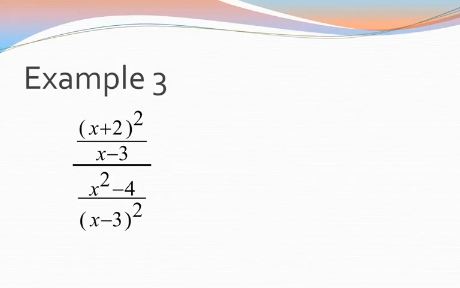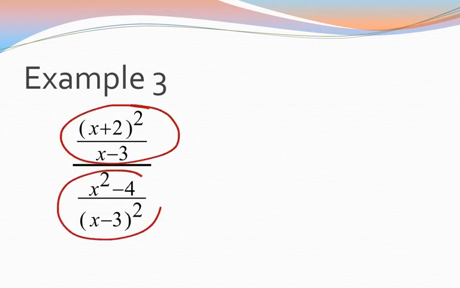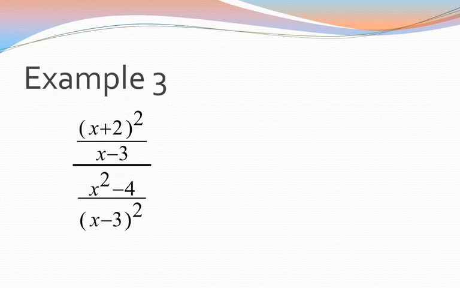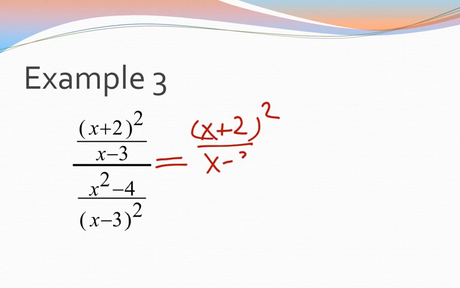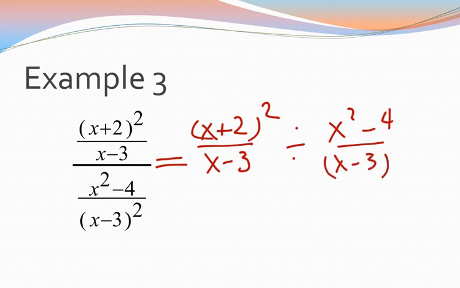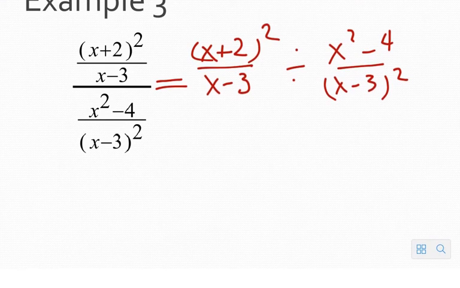As an example, we've got this example 3, so you notice that our numerator is a fraction and our denominator is a fraction. It looks really intimidating, but if you just think about what it means, it's really the same thing as what we just did. So if you just say it's (x plus 2) quantity squared over (x minus 3), divided by (x squared minus 4) over (x minus 3) quantity squared, now you can just do the same thing we did on the last problem. So factor everything that you can.